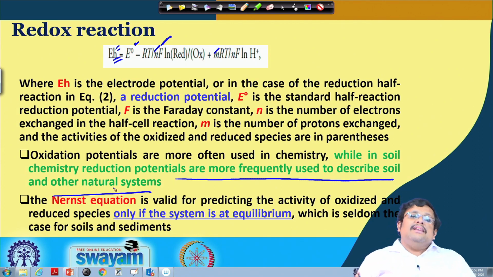So, this Nernst equation comes when we express the reduction equation in terms of electrochemical energy, in millivolts. The Nernst equation is valid for predicting the activity of oxidized and reduced species only if the system is at equilibrium, which is seldom found in soil and sediment. So, this is one of the drawbacks of the Nernst equation. It can be valid only at equilibrium, which is very hard to get in a very heterogeneous system like soil. We have discussed that in detail also.